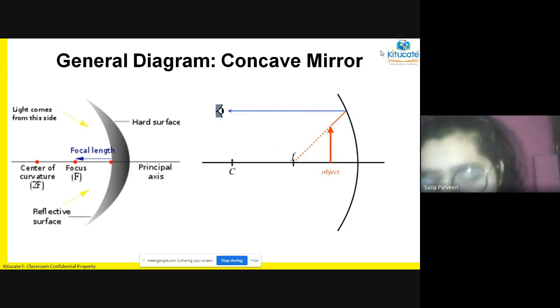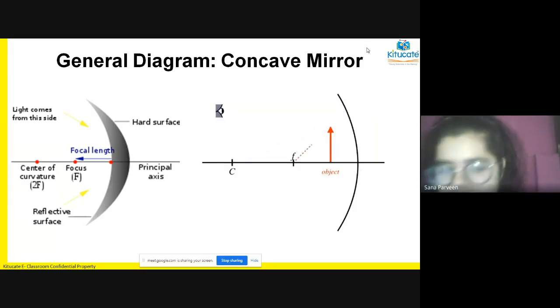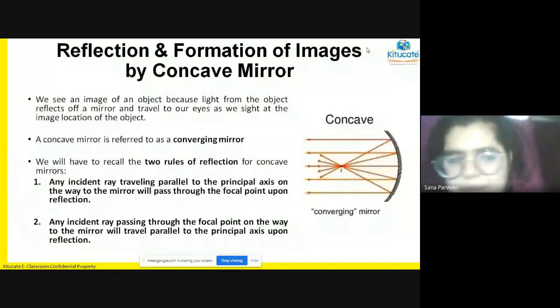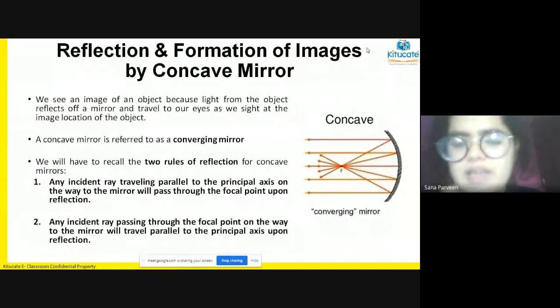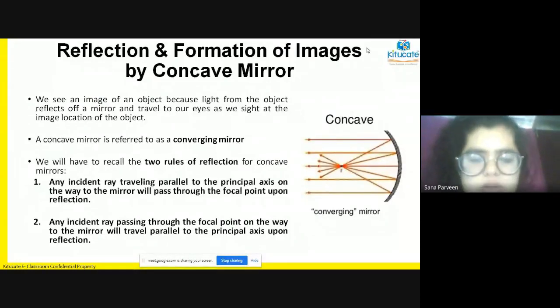We'll see once again and then we'll move ahead. Object, and now it is going to show us the image. See, the image is larger. Okay. Now what happens in concave mirror? In concave mirror, you have got to follow two rules of reflection. What is the first rule?